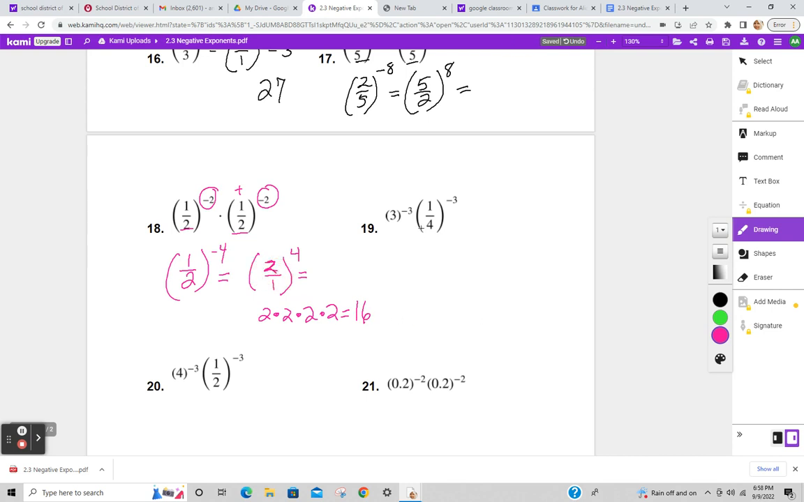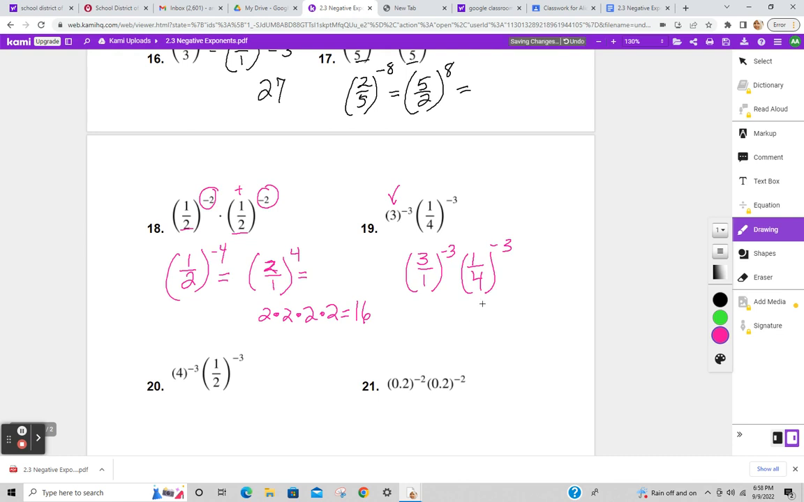All right, let's look at the next one. So we have, let's write that as a fraction. The first number, so we wrote that as a fraction. And now we have 1/4 raised to the -3rd power.